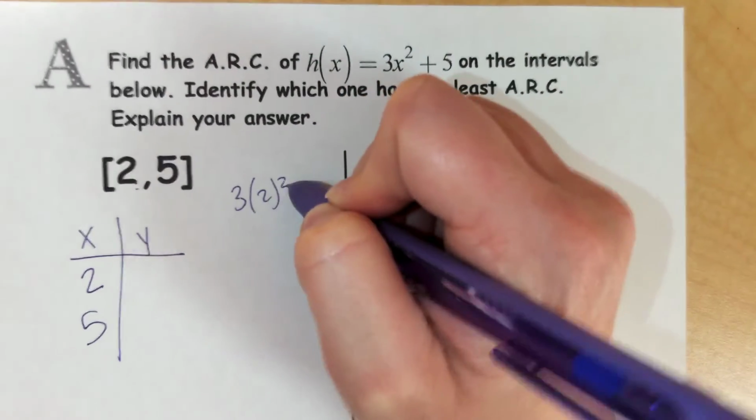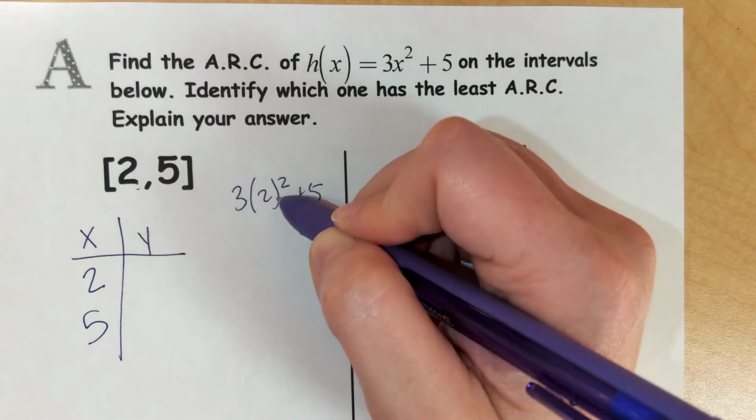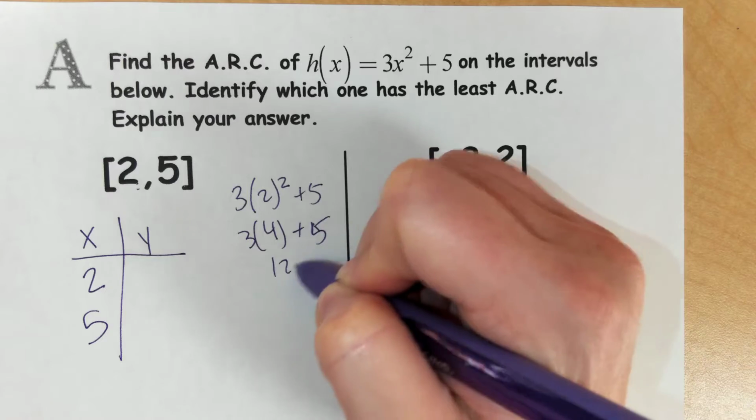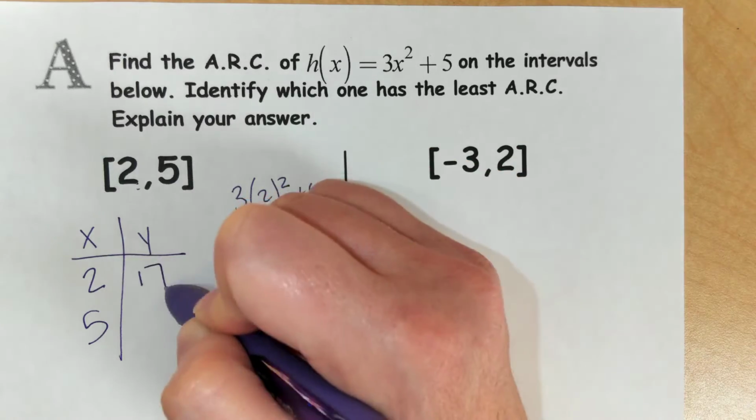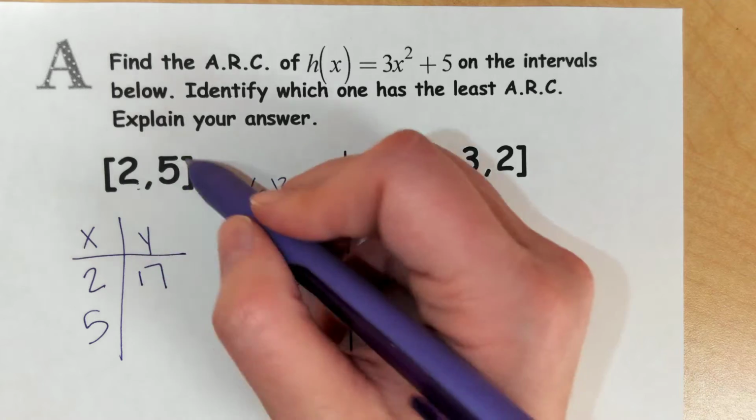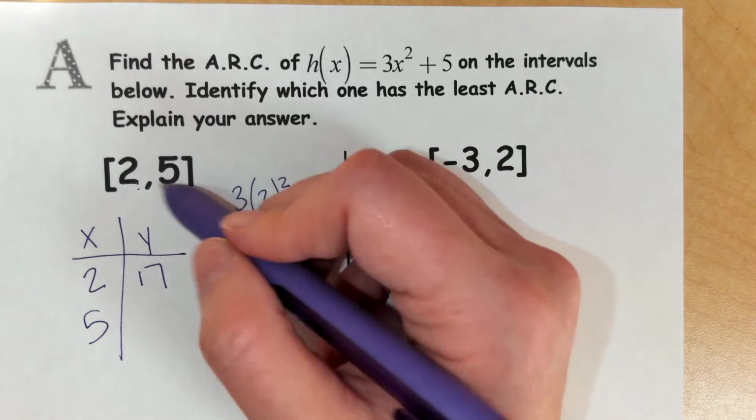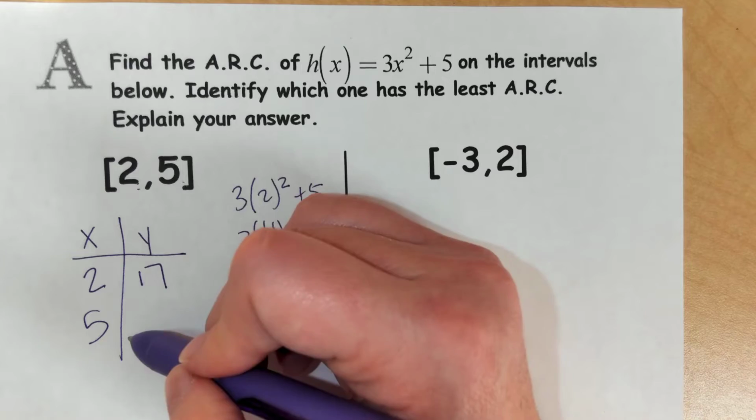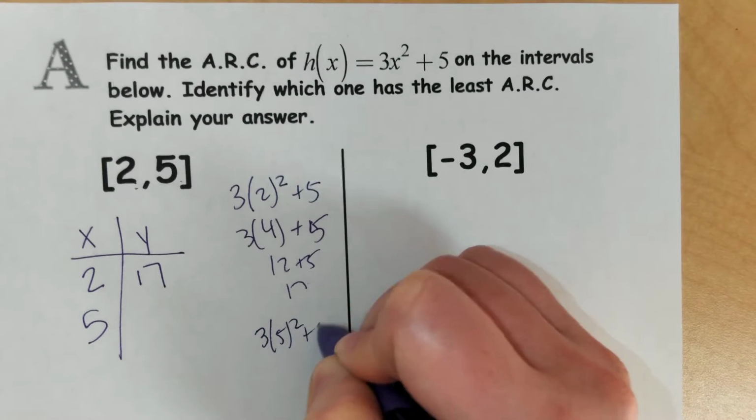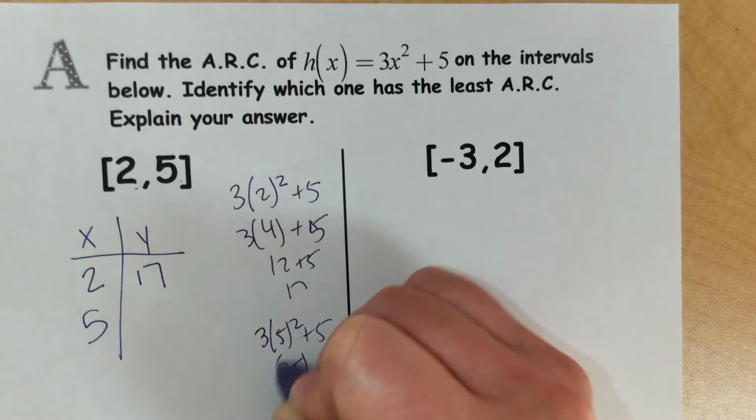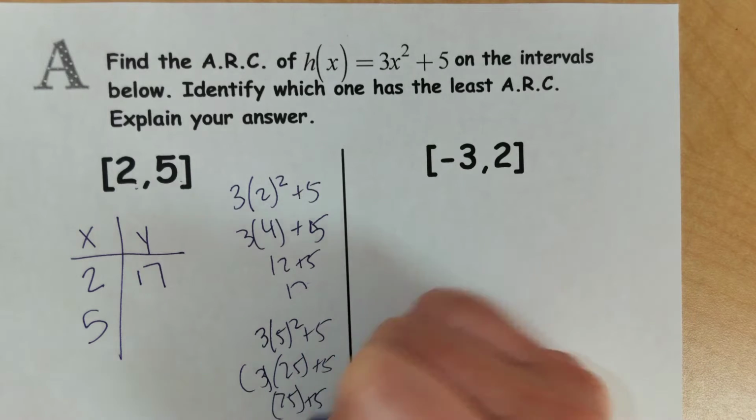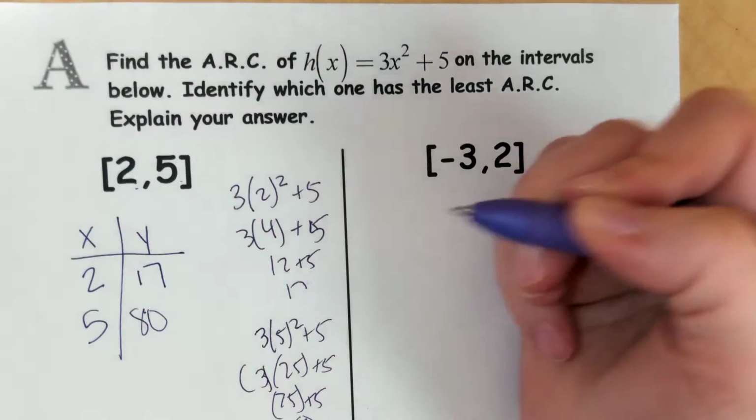3 times 2 squared plus 5. 2 squared is 4, times 3 is 12, plus 5, so 17 is the y value that corresponds with that. This is not an ordered pair. Pay close attention, these are brackets. It's an interval, so these are only x values. We still have to find the y values. And then 5: 3 times 5 squared plus 5. So 25 times 3 is 75, plus 5, which is 80. So we have an 80 here.